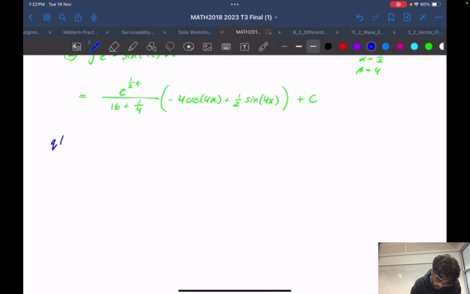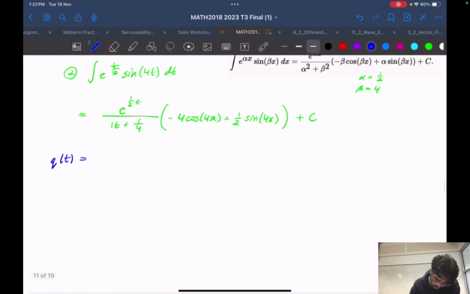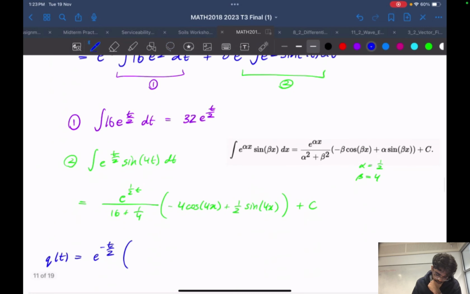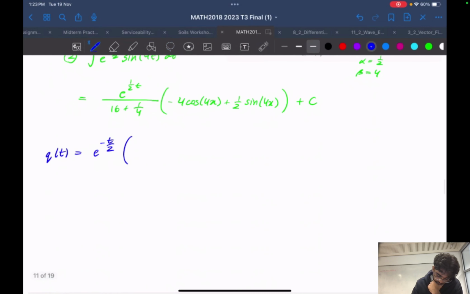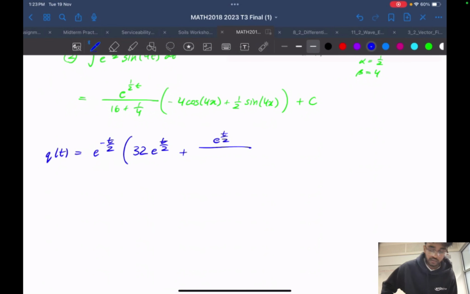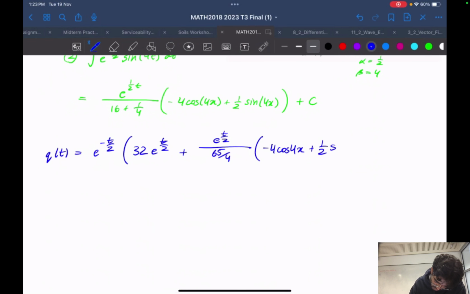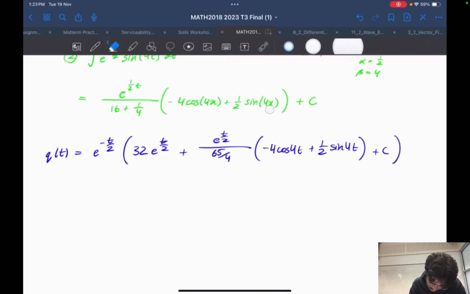So let's say therefore Q of t is equal to e to the power of minus t on 2 of... what do you get? 32 e to the t on 2 plus e to the t on 2 over 16 plus 1 over 4. 16 plus 1 over 4, 65 over 4, times minus 4 cos of 4t plus 1/2 sine of 4t plus c. So technically this should be t, sorry, 4t.